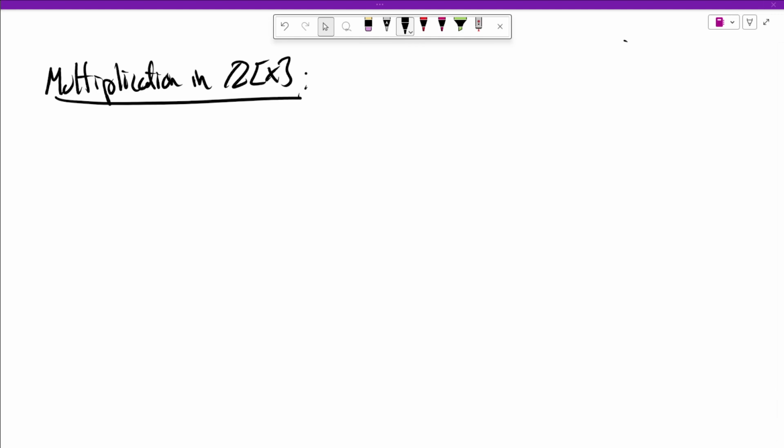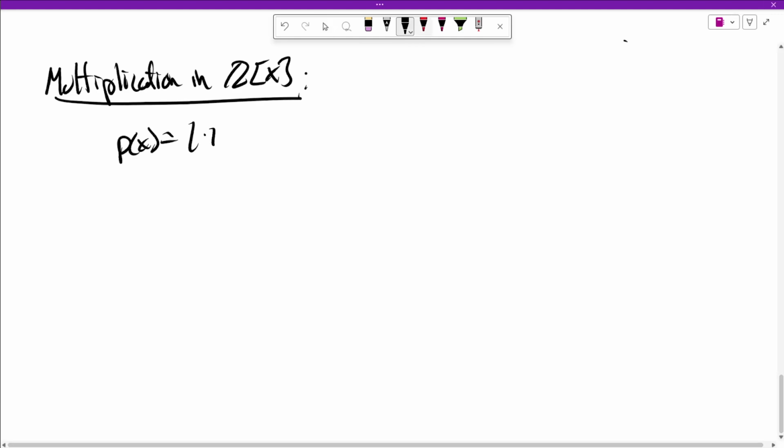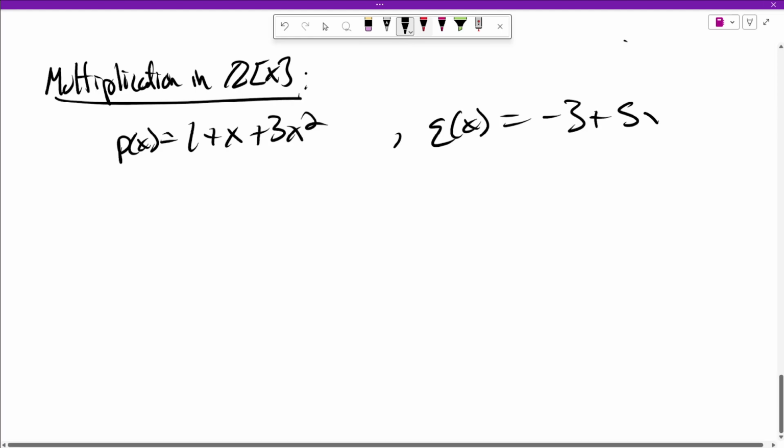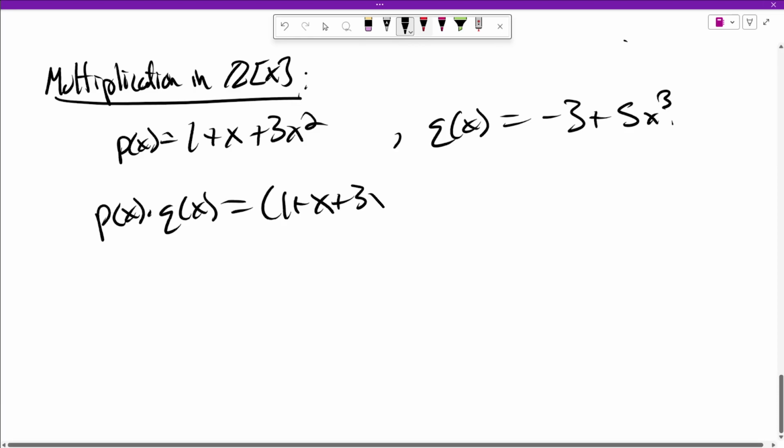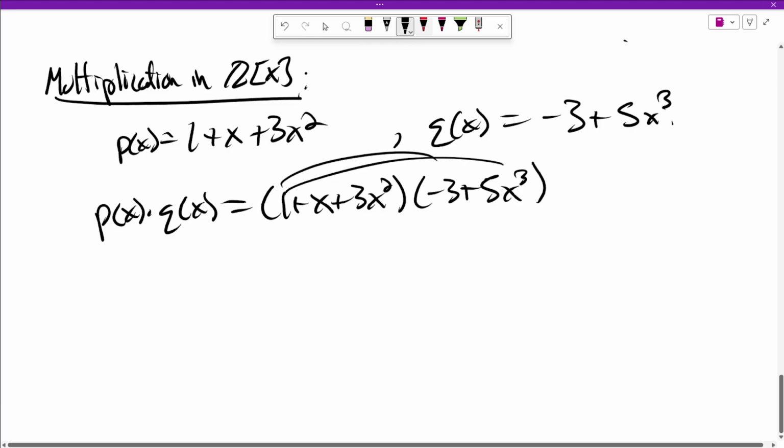So suppose that we have some polynomials in Z adjoin x. Let's just come up with some random simple examples that won't take too long to multiply. So that's our p, and maybe our q is like -3 plus 5x cubed, something like that. So p times q is not anything new. This is just take p and multiply it with q. You all know how to multiply polynomials. You just FOIL, or you distribute. It's like advanced FOILing, right?